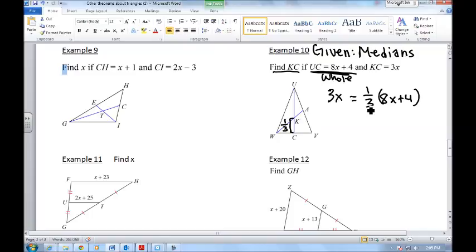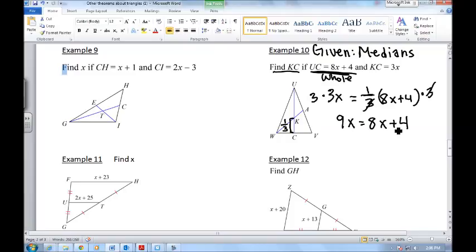Okay? Here's a way to get rid of the fraction. When you solve it, if this really says divide by 3, what's the inverse of dividing by 3? Timesing by 3, both sides. Times by 3, both sides. And we get 9x equals 8x plus 4. Look how easy that becomes.